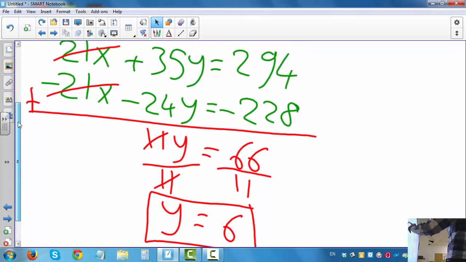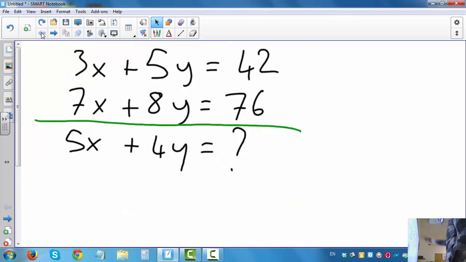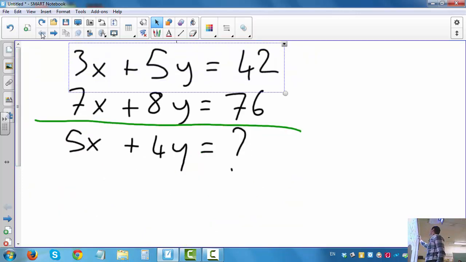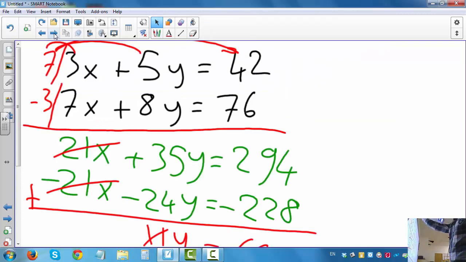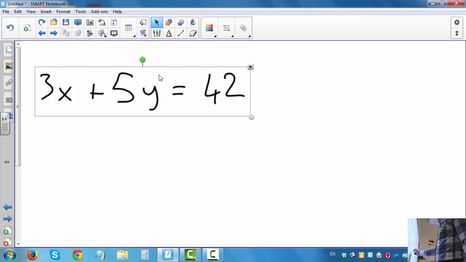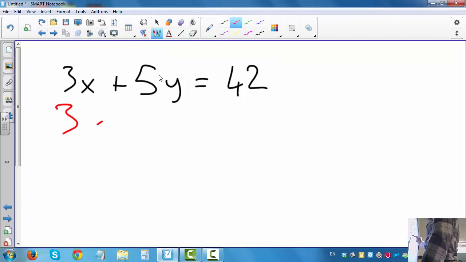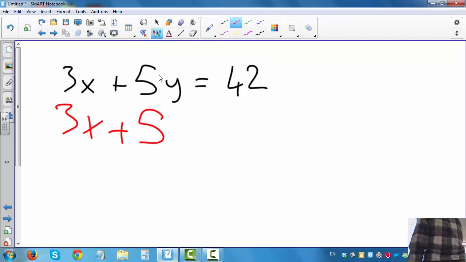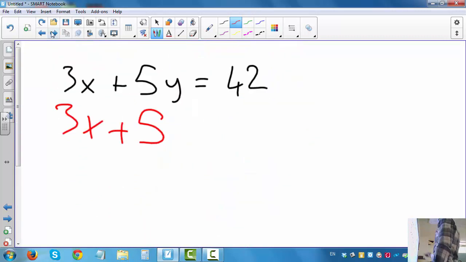And now what is part 2? Part 2 is, this time take the top one, only the top one, just the top one. This is part 2. And here I'm going to write down 3x plus 5 instead of y. What did I find out the y was? It was 6. Write down times 6 equals 42.